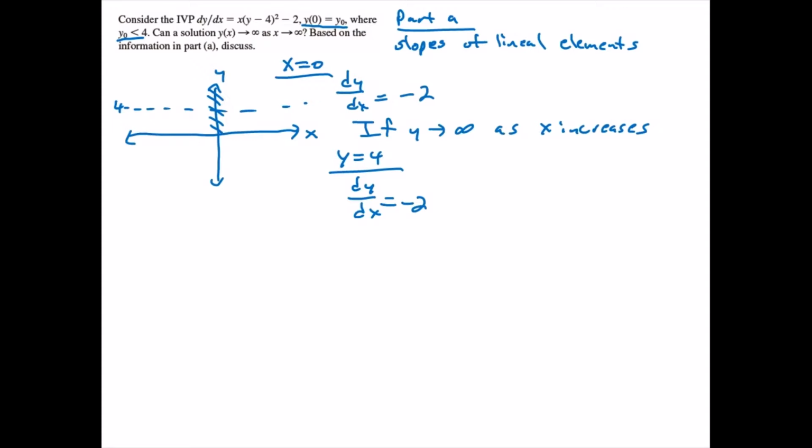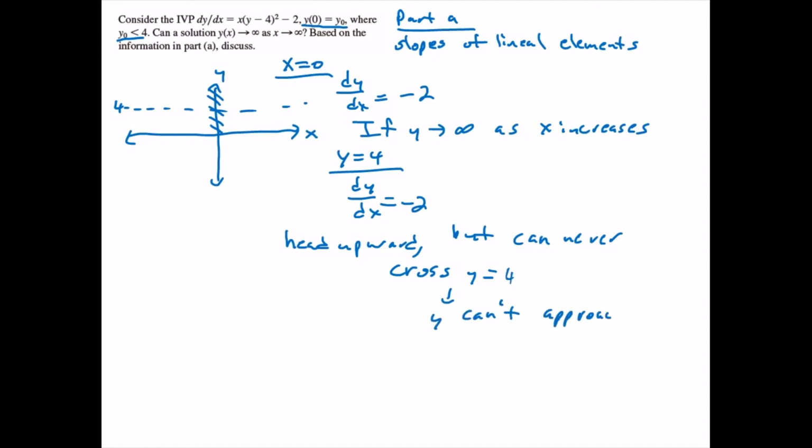So we'll have to head upward, going from this negative slope to a positive slope, but we can never cross y equals 4. Which means that y can't approach infinity as x approaches infinity. And that's because we can never reach y equals 4, so we can never approach infinity.